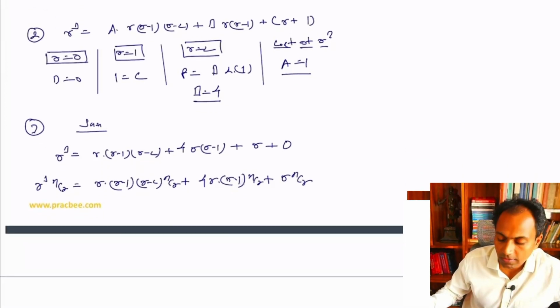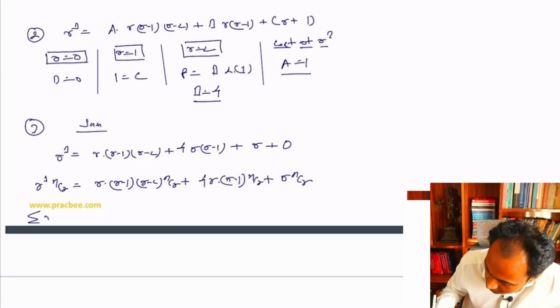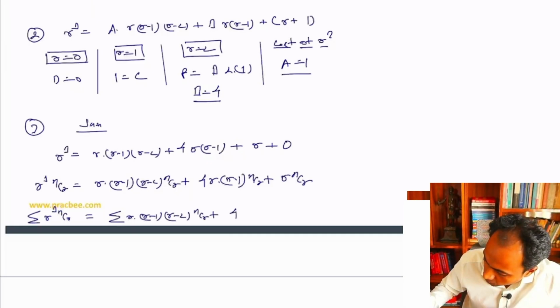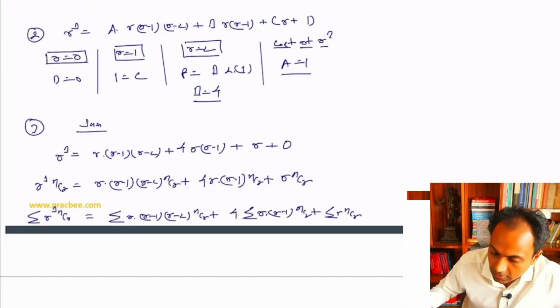Now what is the benefit? Now if you put summation, that is summation of r cube nCr, this will become summation of r into r minus 1 into r minus 2 nCr plus 4 times summation of r into r minus 1 nCr plus summation of r nCr.